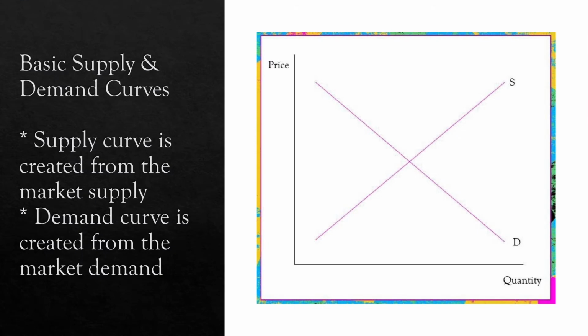Our basic supply and demand curves can be shown through market supply and market demand. Market supply is calculated through all the producers, adding up the sum total of their goods and services that they are willing and able to supply at particular price points. The demand curve is calculated by adding up all the individuals, so all the consumers, their demand for a good or service at a particular price point.